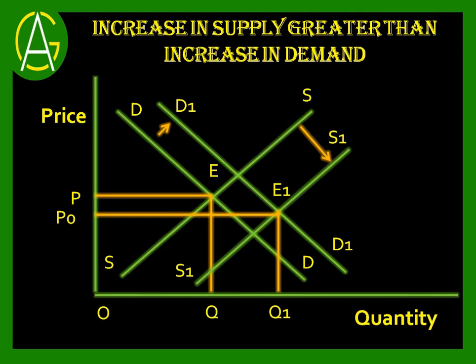Now what can be the question here? Again the same thing. They can ask, when there is a greater increase in the supply than the increase in the demand, what will be the effect on equilibrium price and equilibrium quantity? The answer is very simple. Equilibrium price will decrease and equilibrium quantity will increase.